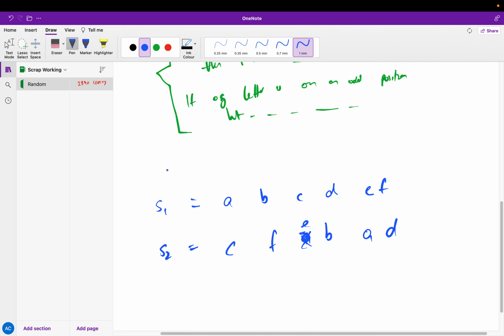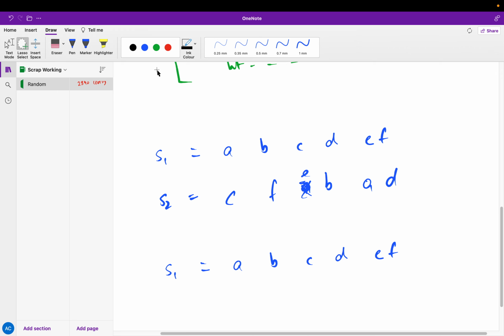In this case, if I copy this, what happens? So S1 comes down here. I'll just label the points as well: the positions 0, 1, 2, 3, 4, 5.